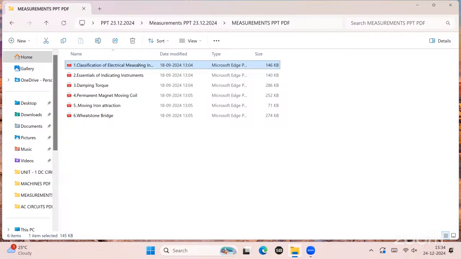Torques: damping torque, controlling torque, and deflecting torque. One more question: PMMC, a 10 marks question. Moving iron, 10 marks. Wheatstone bridge, 10 marks. Totally 6 questions from measurements as per JNTU syllabus previous question papers. You have to read all those questions, then only you get 10 marks. Otherwise, you won't. I have divided measurements into 6 questions.